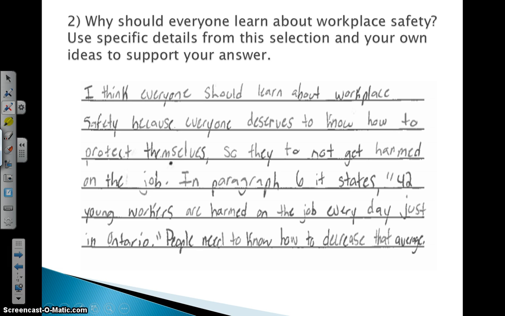Here's another question that was asked on the same selection. Why should everyone learn about workplace safety? Again, use specific details from the selection and your own ideas to support your answer. The answer that earned a 3 out of 3 here: I think everyone should learn about workplace safety because everyone deserves to know how to protect themselves. So there you've answered the question. And then it gives a very specific detail in paragraph 6. It states, quote, 42 young workers are harmed on the job every day just in Ontario. People need to know how to decrease that average. So once again, we've answered the question and we have that very specific detail to back it up.